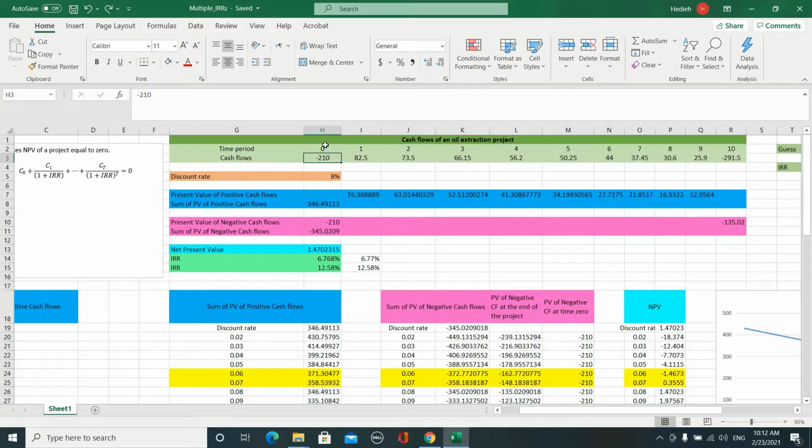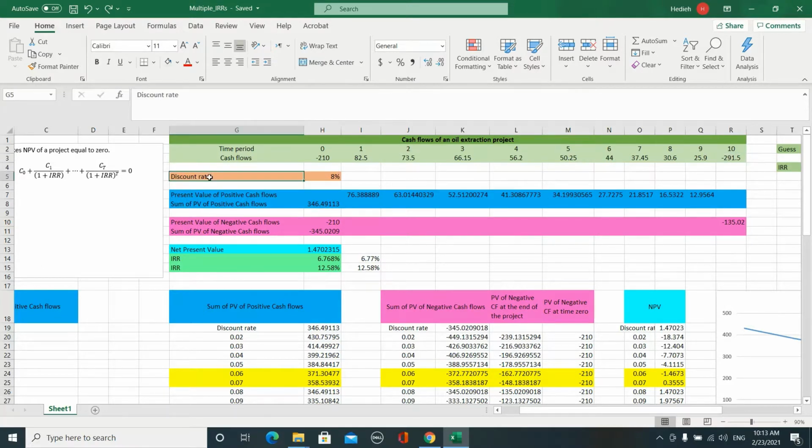So in year zero you have to invest $210 million, and from year 1 to year 9, you receive positive cash flows from selling oil to your customers. But at the end of the project, what we observe is that we have to pay some cleaning up costs to clean the project location. So you have a negative cash flow at the end of the project. We want to see and decide whether we should invest in this project or not.